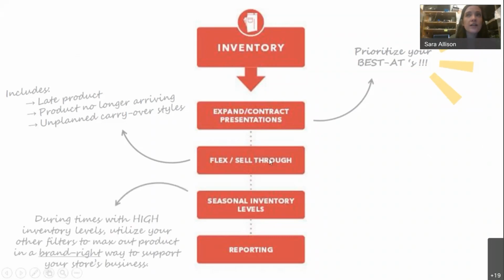And then here we're considering seasonal inventory levels. So just for a minute, think about the amount of products you have in your store in February versus what you might have in November. It's very different, right? And our priorities for the different times of year are very different. In November, we're probably looking to max out everything we can and get as many units on the sales floor as possible in a brand right way.